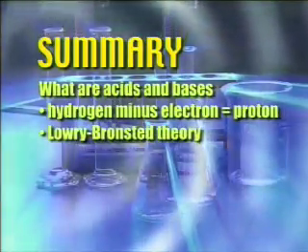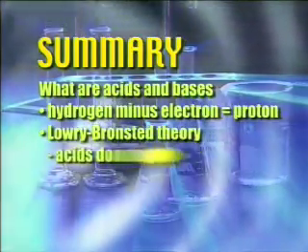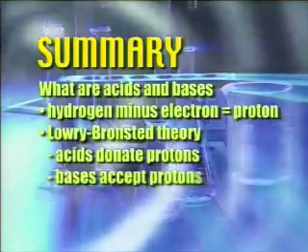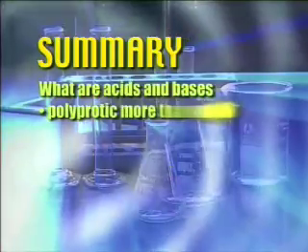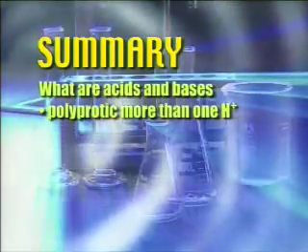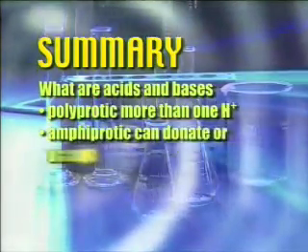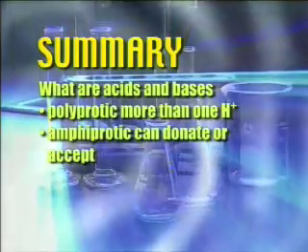Lowry and Bronsted theory says acids donate protons and bases accept protons. Polyprotic acids have more than one H+ to donate. Amphiprotic compounds can donate or accept protons.